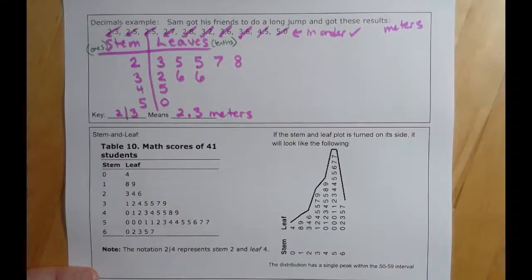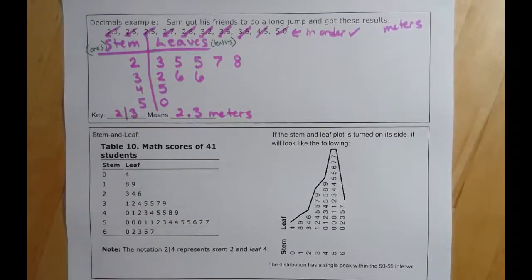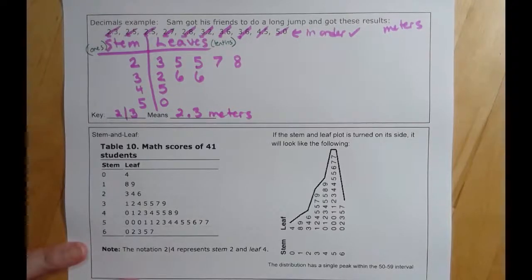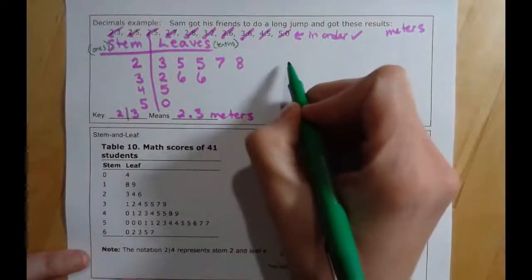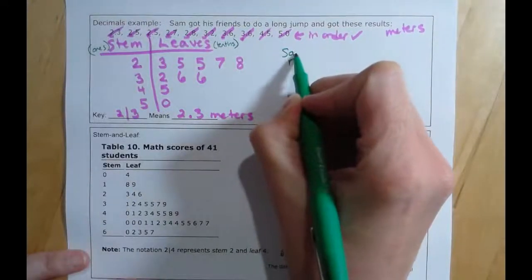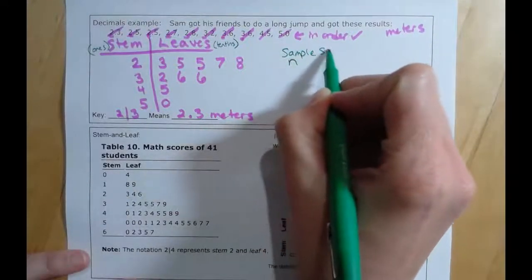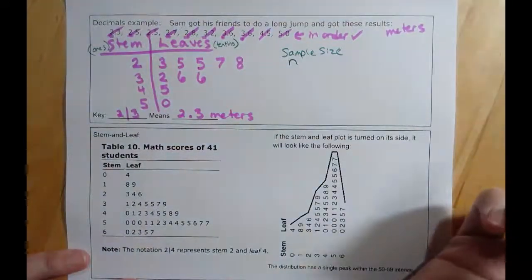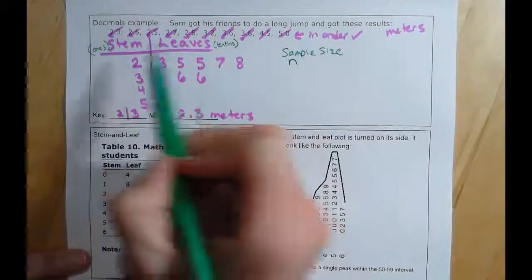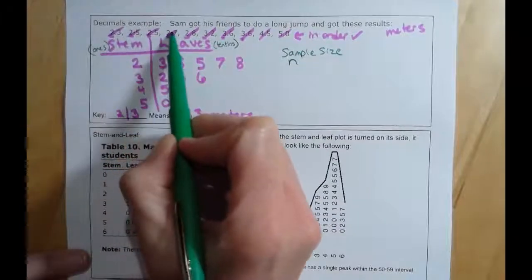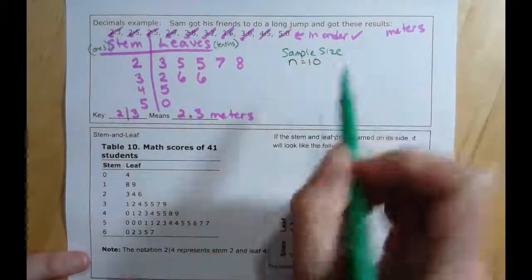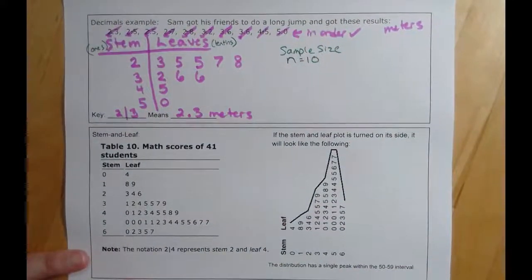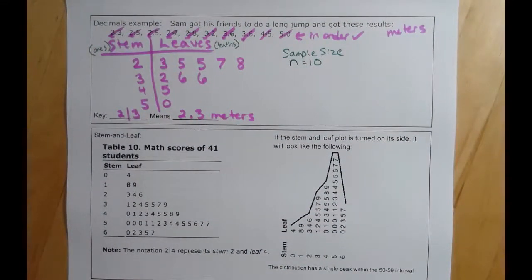So now I think I'm done, but folks, let me give you this huge hint. You always want to make sure that you have the correct number of data points and you've not left anything off. I will tell you this is one of the biggest errors that you want to avoid. So n, our sample size, which we always use the letter n to denote, is what? Well, what's our sample size? I have 1, 2, 3, 4, 5, 6, 7, 8, 9, 10 data points. So Sam must have had 10 friends to do this long jump.